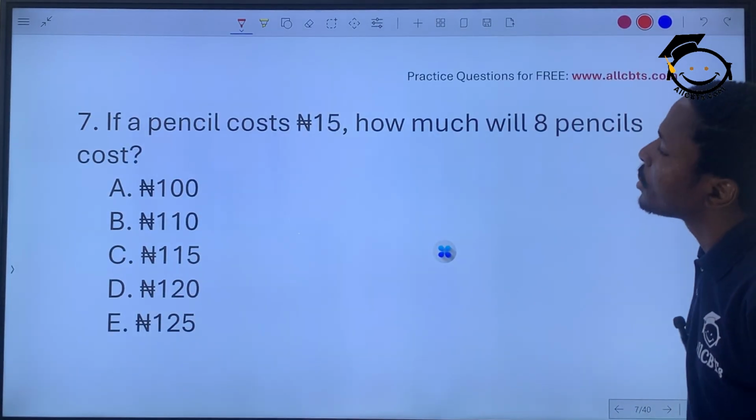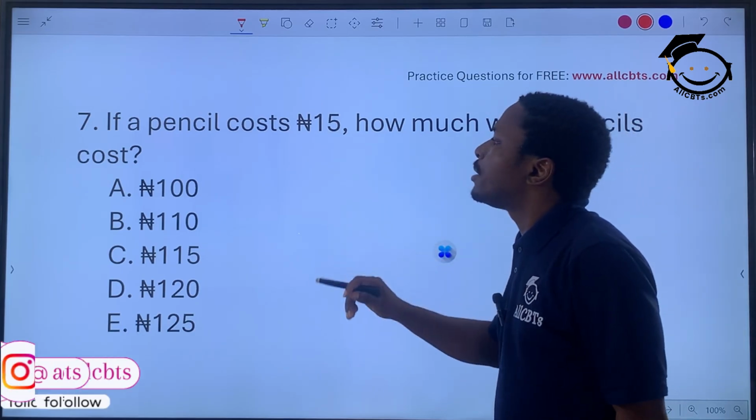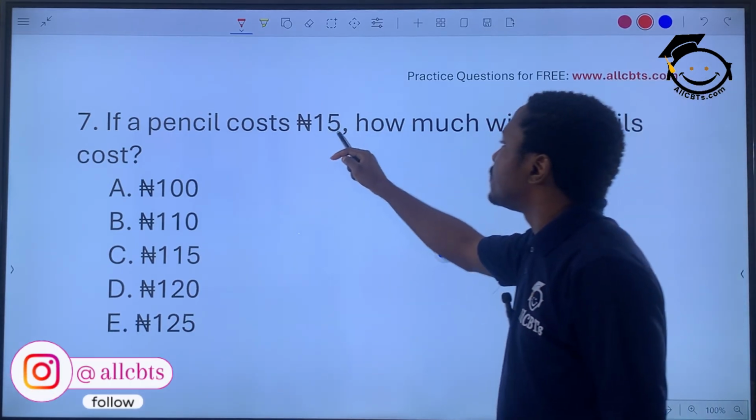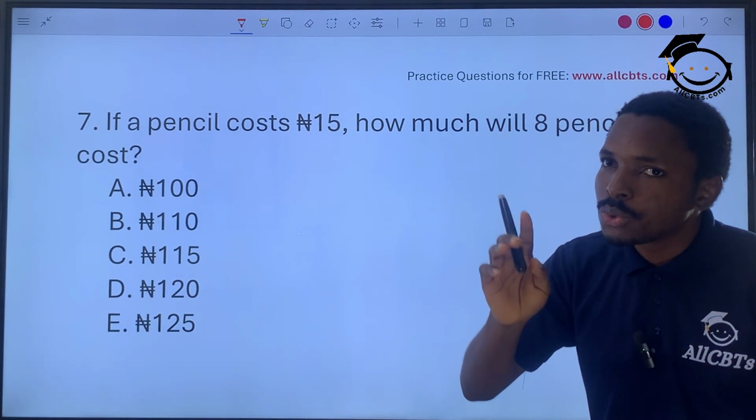Question 7. If a pencil costs 15 naira, one pencil costs 15 naira, how much will 8 pencils cost?